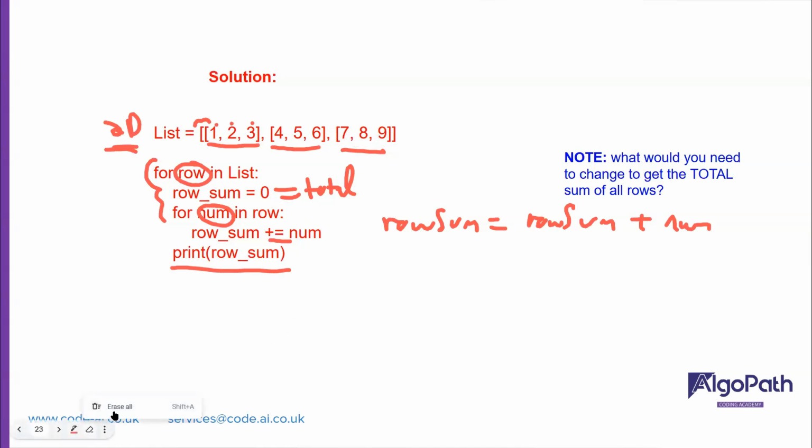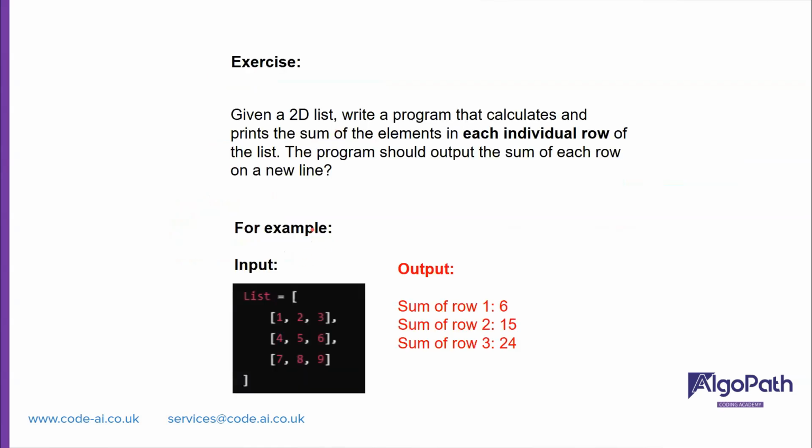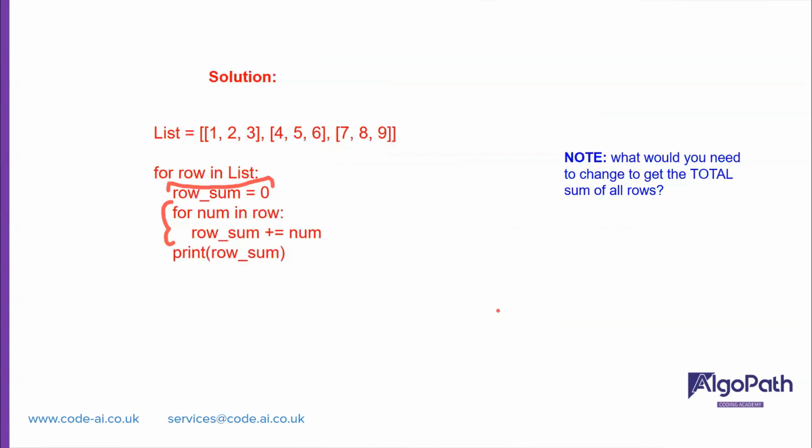Now, just as an added extra, what would you need to change to get the total sum of all rows? The way this is designed, every time it goes around the inner loop, this gets reset again to 0. So the output is going to be 6, 15, 24. Now pause the video again, have a little think. How are you going to do this?